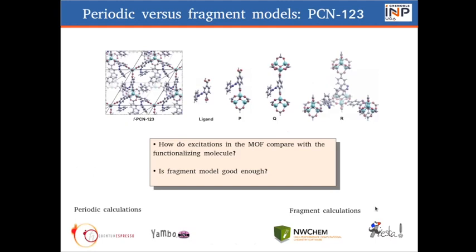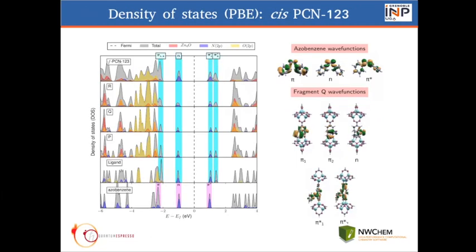So the next part of our work was trying to use this in order to answer the following question. Okay, we want to study MOFs, not molecules. So how do the excitations in the MOFs compare with the molecules? Can we use fragments in order to study these systems, because it will be much easier, just to see, for example, which is the best functionalizing molecule that we want to use, and extend these considerations to the MOFs? So first thing is to look at the density of states, starting from azobenzene, then the ligand, and then different fragments.